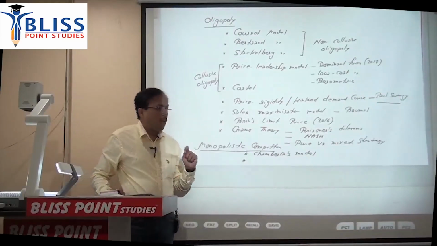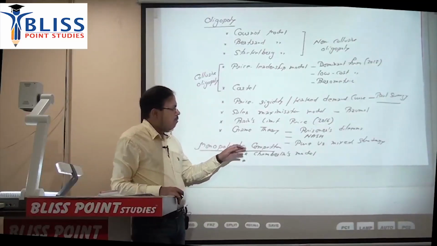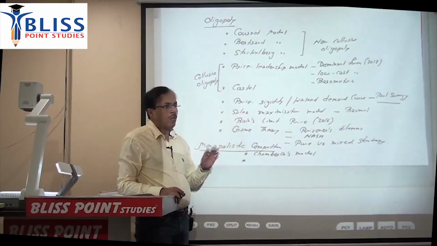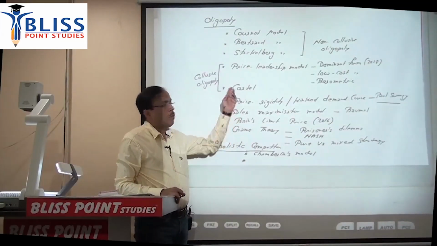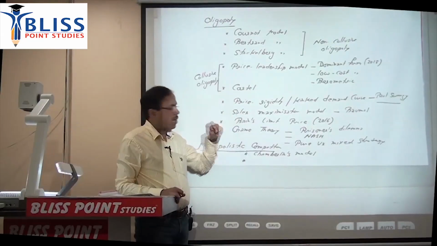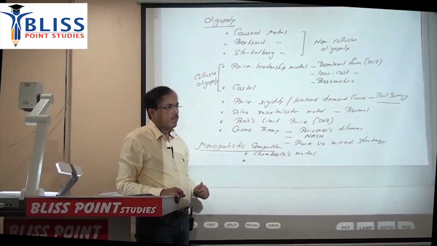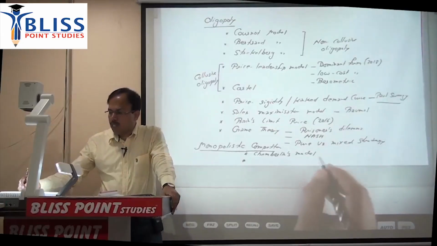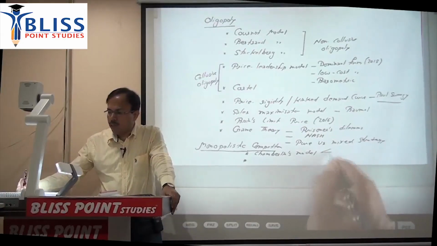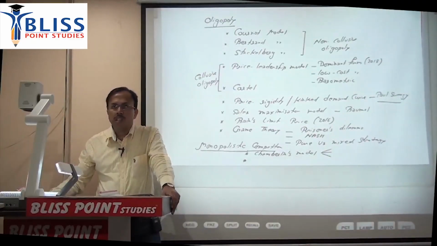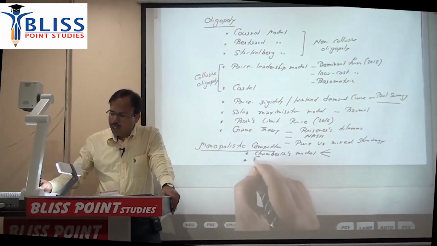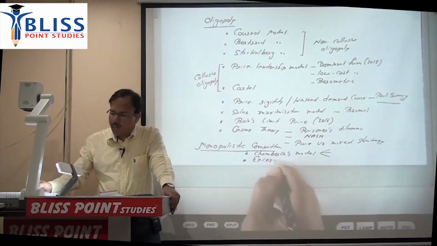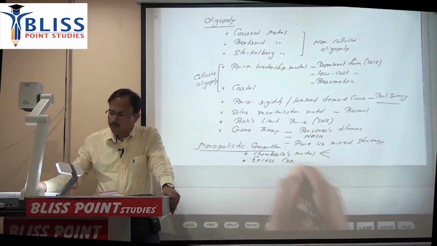In fact, Chamberlain has two models: one model for large group, another model for small group. Small group model will be covered in oligopoly and large group model will be covered in monopolistic. So Chamberlain model, but within that Chamberlain model there are three different forms, and after that there is the concept of excess capacity.